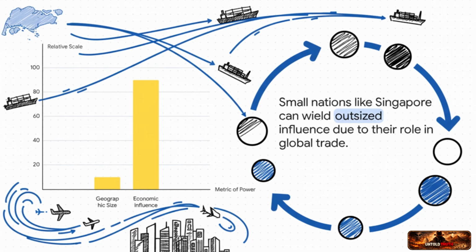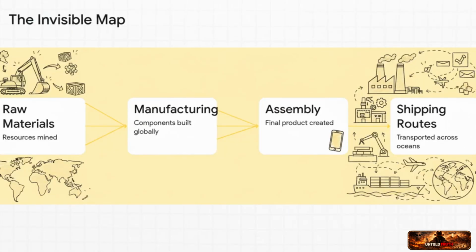Just look at Singapore. On a world map, it's a tiny little dot in Southeast Asia. You can barely even see it. But as a global hub for finance and shipping, its economic power is absolutely massive. A political map can't show you that reality. In fact, it actively misleads you about it. The real maps of our modern world are maps of flow.